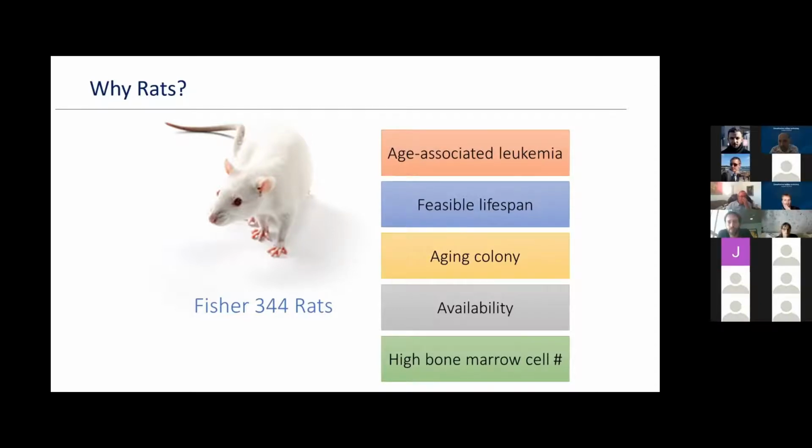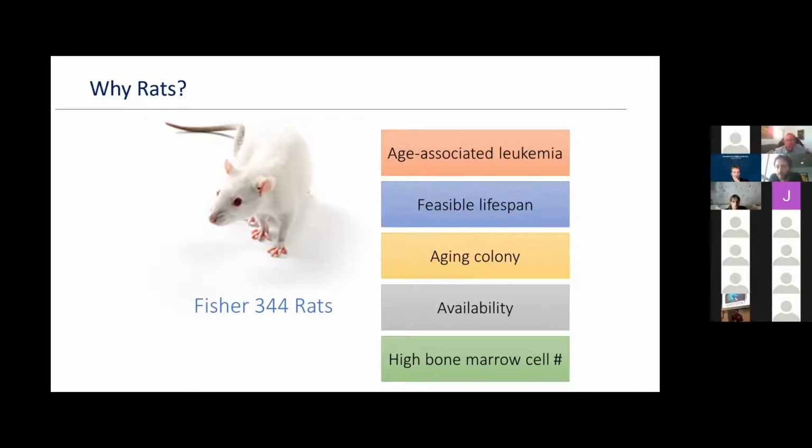So in terms of hematopoiesis, which is what the lab I'm in now deals with, we're in a hematopoietic stem cell lab, the rat seems to be a more relevant model. The lifespan is feasible. It's not much more than the mouse. The NIH has an aging colony of rats, so I can essentially get rats of any age at any time. So they're available, and they should have a higher bone marrow cell number than the mice, so we could have more cells to work with. So it's a relevant model for us.